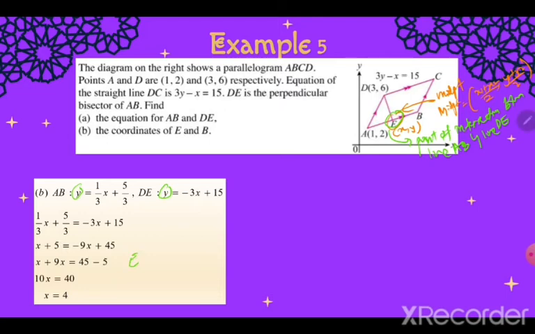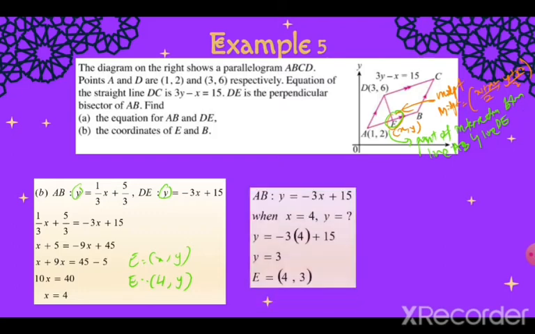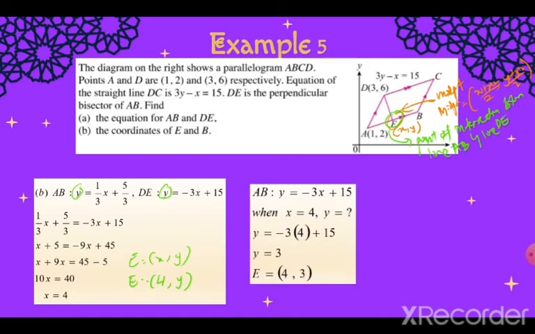So E is in terms of x and y, and we have our x, which is 4. Next, we need to find the value of y. How? Just substitute x into either equation AB or equation DE. Never mind, I choose AB. When we substitute 4 in AB, we get the y coordinate as 3. Thus, the coordinate for E is (4, 3).